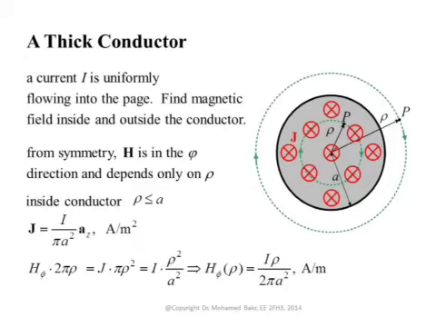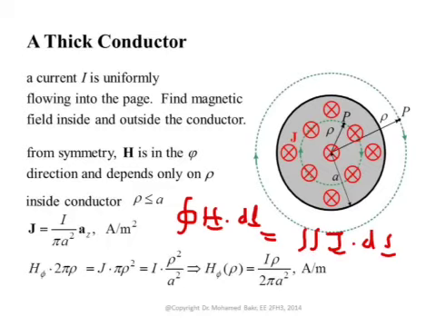Now, if you apply Ampere's law, we say that the integral of H dot dl over the closed contour is equal to the current enclosed, which is the integral of J dot dS over the surface enclosed by that contour. Because H is constant, I can take it out of the integral, and the integral of dl over this contour will give me the length of this contour, which is 2 pi rho. So this is what we have here.